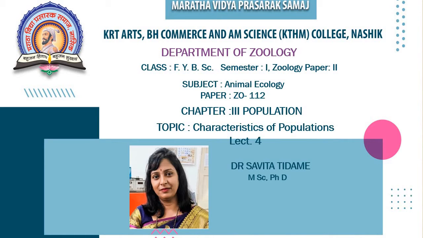So, dear students, in our previous lecture, that is lecture number 3, what have we studied? We have studied two characteristics of the population, that is fecundity. Fecundity is what? Reproductive capacity of an individual. So fecundity we have studied, as well as the survivorship curve, in our previous lecture. Now in this lecture, let's see what we are going to study.